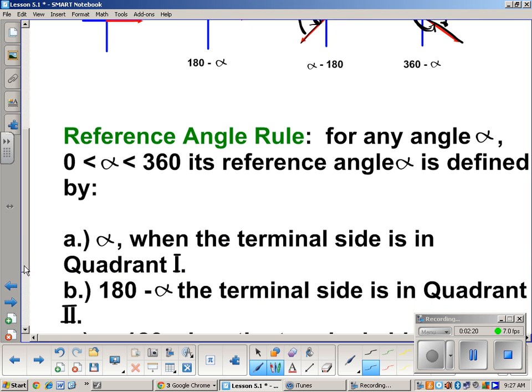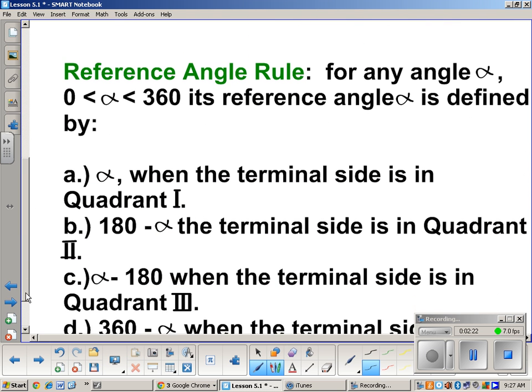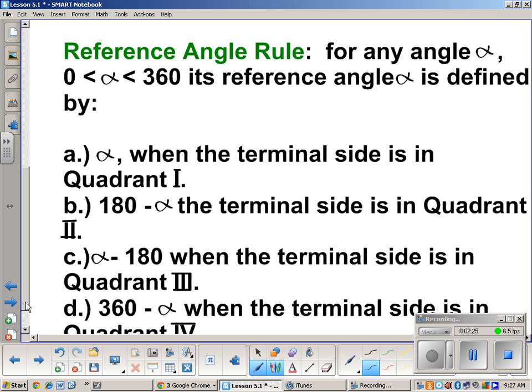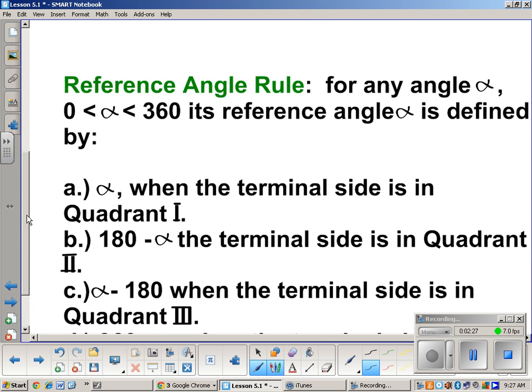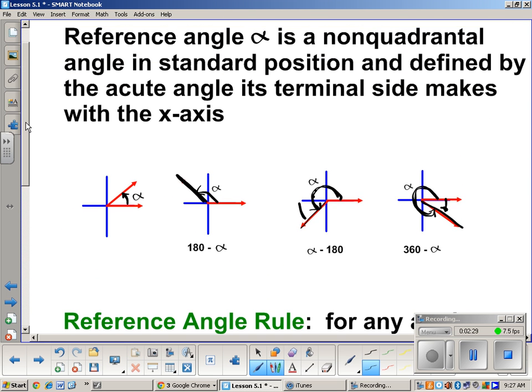So, what does this mean? Rule for the reference angle? Well, let me back up. I thought I had it written here. So, what I want you to make sure you understand is the reference angle is always measured from the x-axis. The closest x-axis. And you might want to write that down.